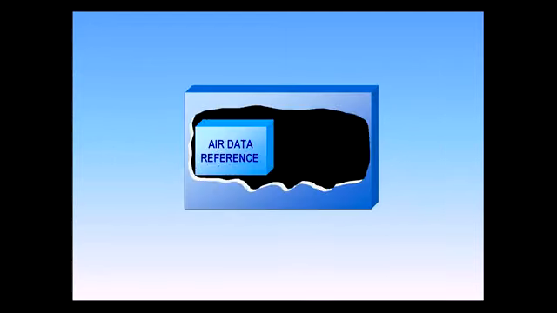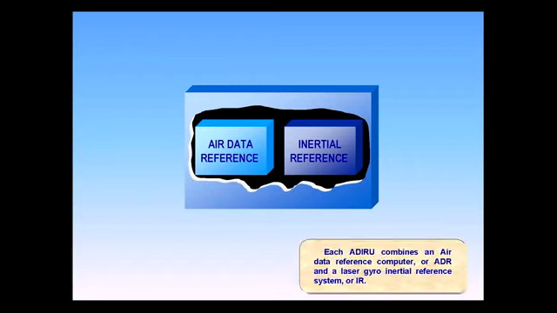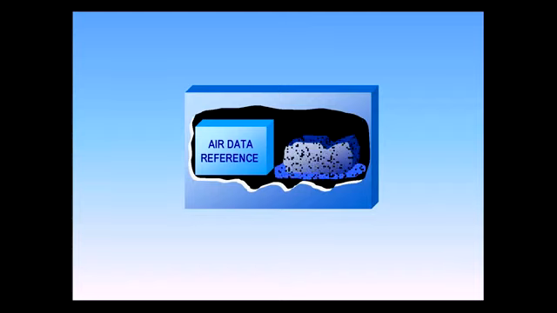Each ADIRS combines an Air Data Reference Computer, or ADR, and a Laser Gyro Inertial Reference System, or IR. The ADR and IR systems of each ADIRS operate independently, and failure of one system will not cause failure of the other.